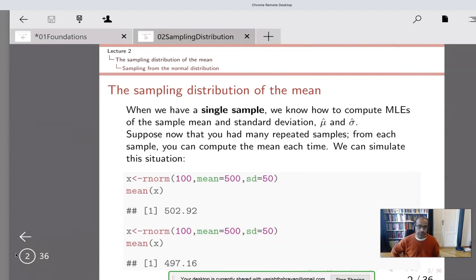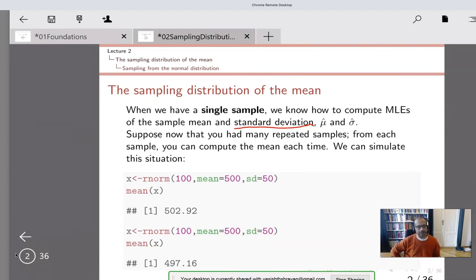Now we know how to compute maximum likelihood estimates of the sample mean and standard deviation, using the standard formulas that we have. Actually, the maximum likelihood estimate of the variance is what we compute technically, but I'm going to talk about the standard deviation here. Now what I want you to imagine is the situation that you repeatedly do an experiment again and again with the same sample size with new subjects each time. Each time you do this repeated experiment, you compute the sample mean.